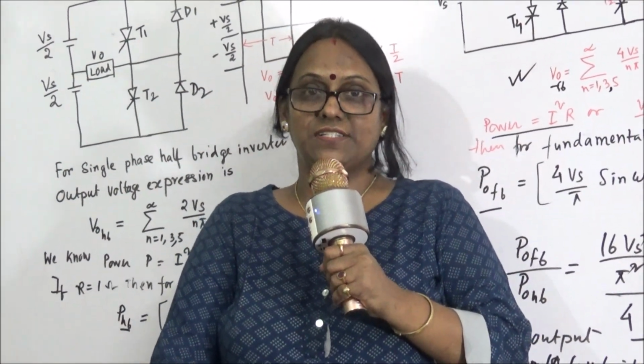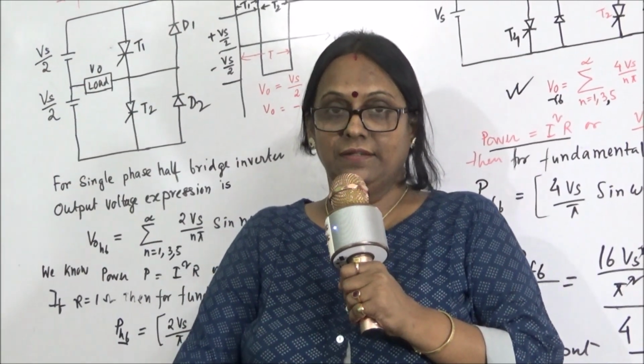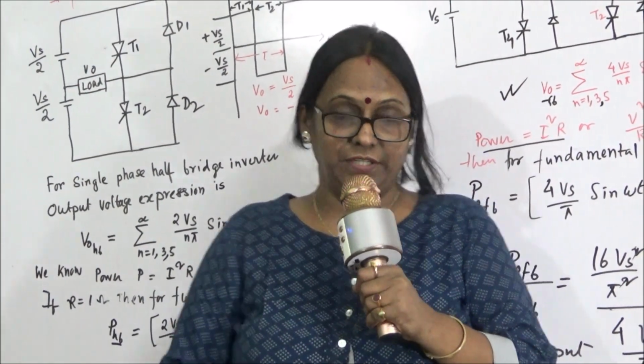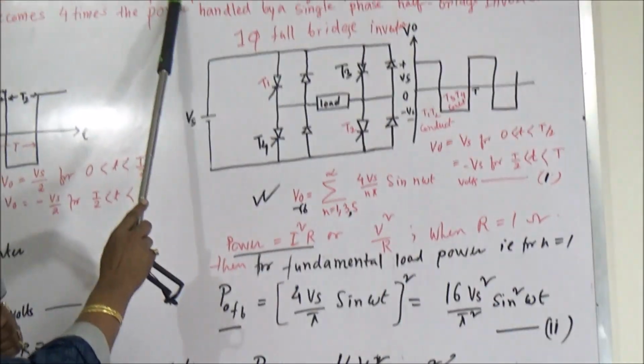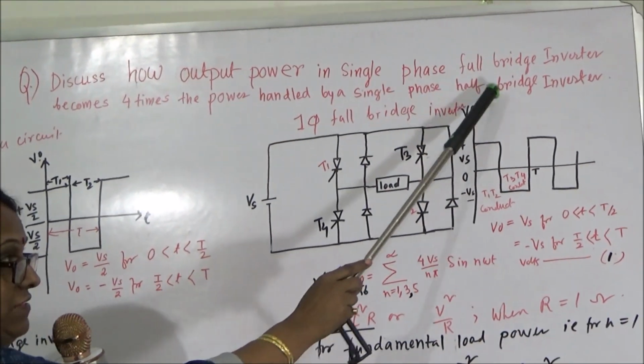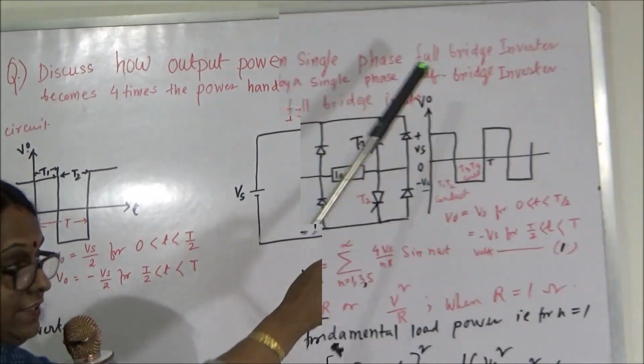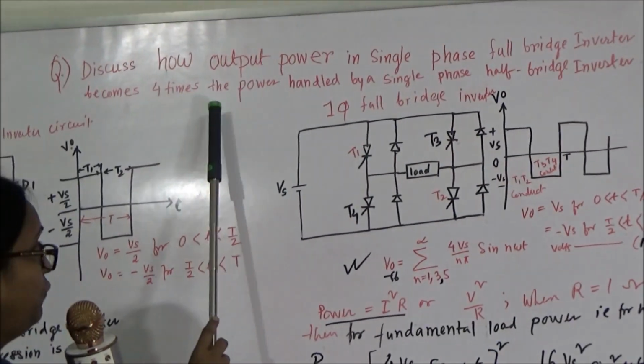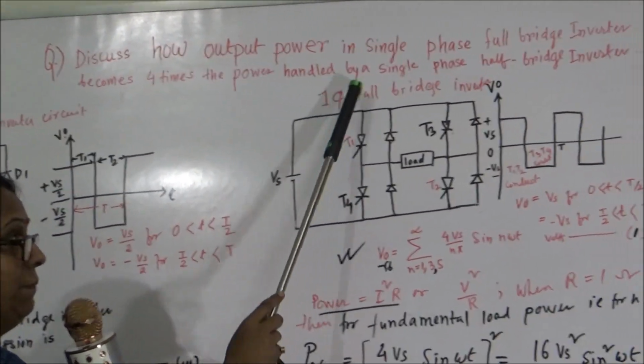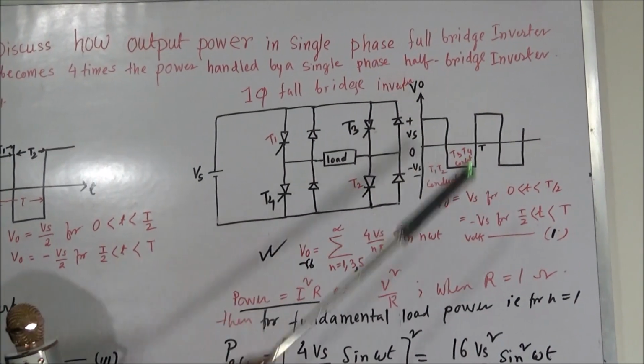Welcome to this video lecture. Here I will answer the question: how does the output power of a single phase full bridge inverter become 4 times the power handled by a single phase half bridge inverter?